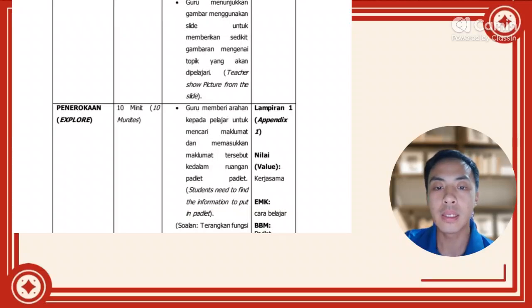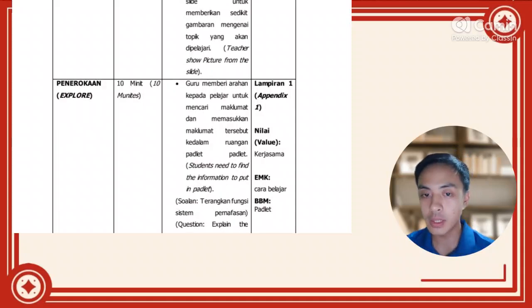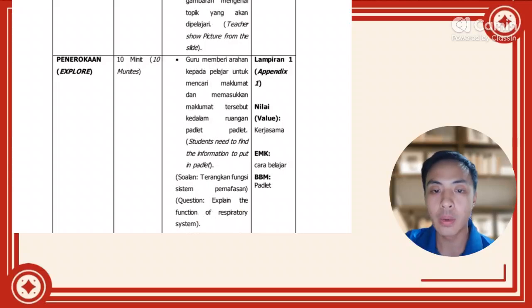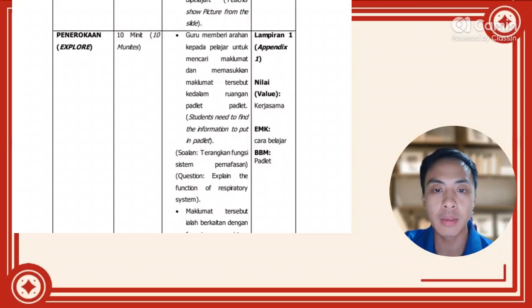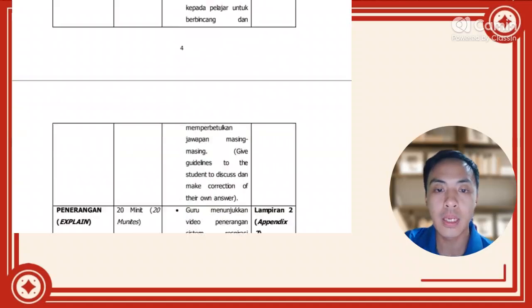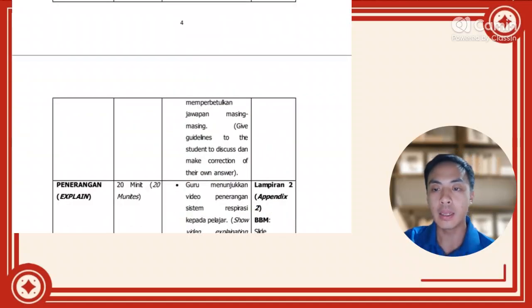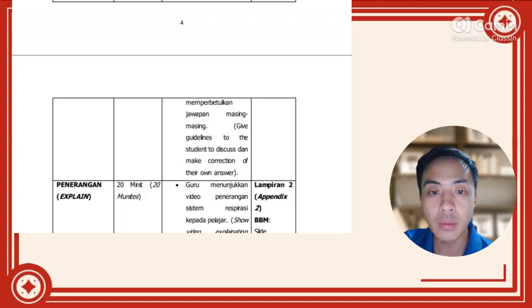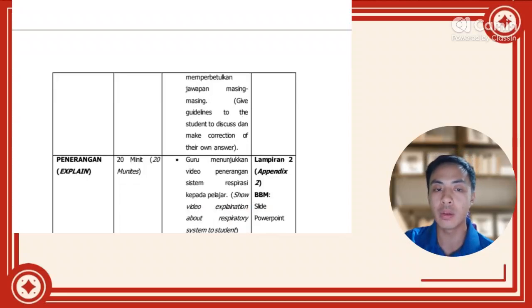In this one, the students need to find information to put in Padlet. The teacher gives questions to students, where they need to explain the function of the respiratory system, and the duration is about 10 minutes. And also, following that, showing the function of the respiratory system, the teacher will give guidelines to the students to discuss and make corrections of their own answers.